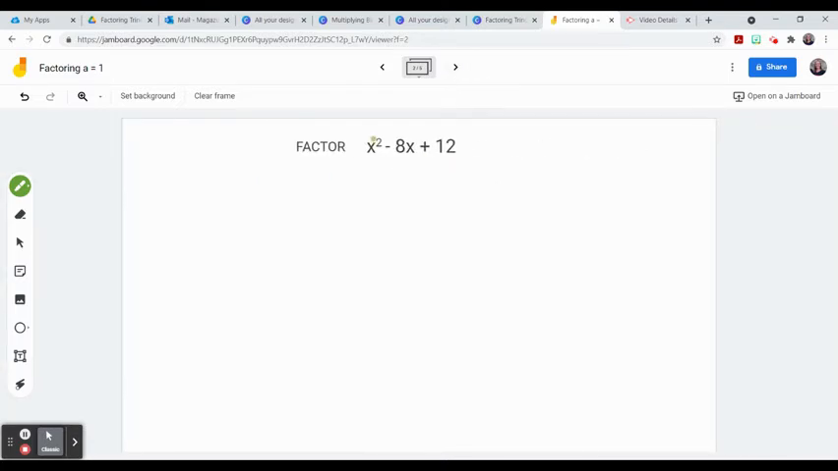All right, so let's try another one. My a value is again 1. That's what we're working with. My negative 8 here is my b value, and a positive 12 is my c value. Over here, I'm going to list my factors of a times c. So 1 times 12 would give me 12. And my b value is negative 8. So what multiplies to 12, that adds up to negative 8.